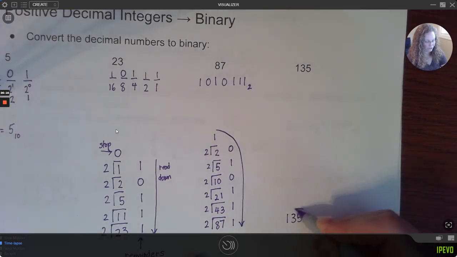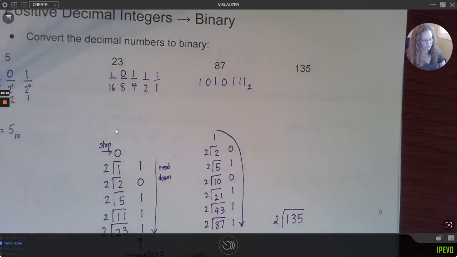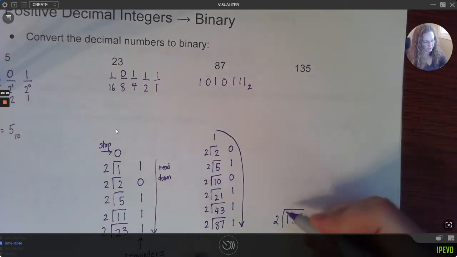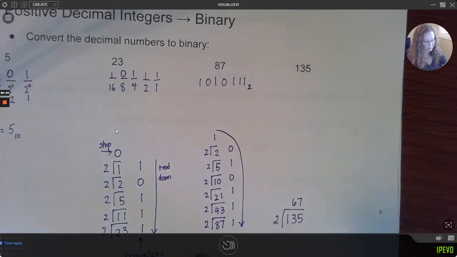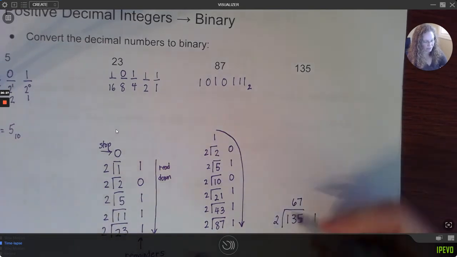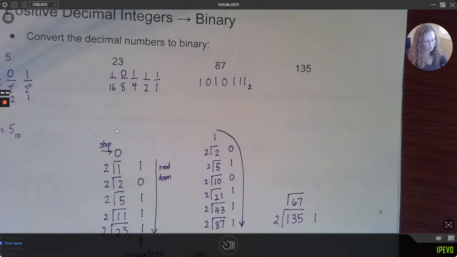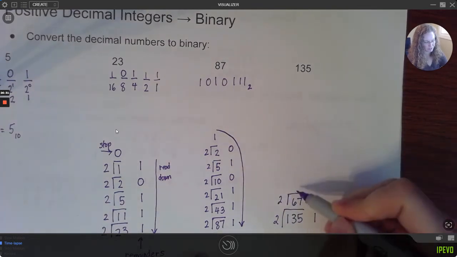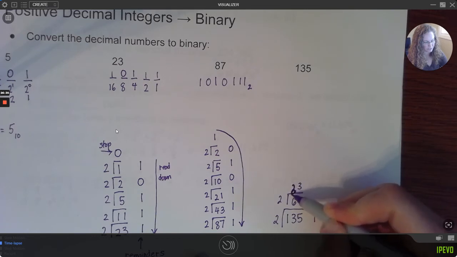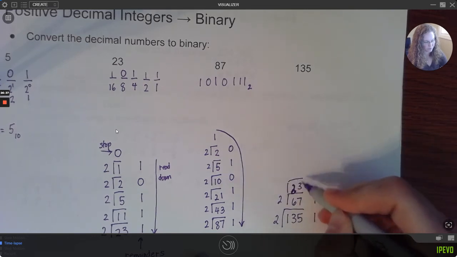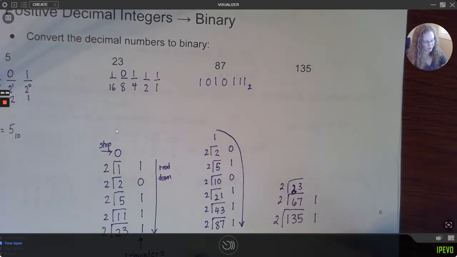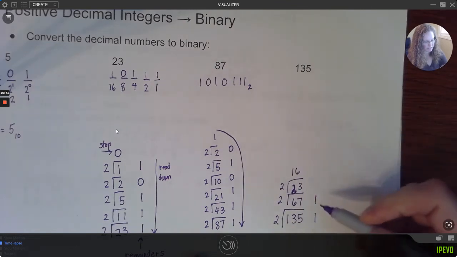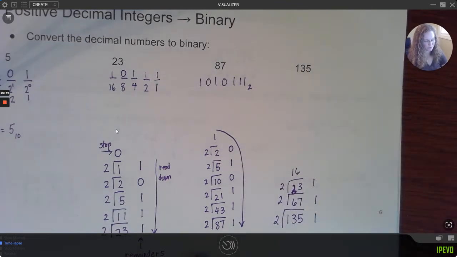Okay, 135, divide it by 2. All right, so it's going to go in there, what, 67 times with a remainder of 1. And then 2 will go into 67, 33 times with a remainder of 1. And 2 will go into 33, 16 times with a remainder of 1.